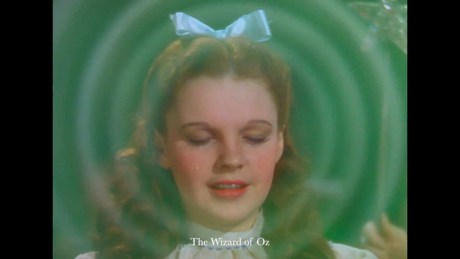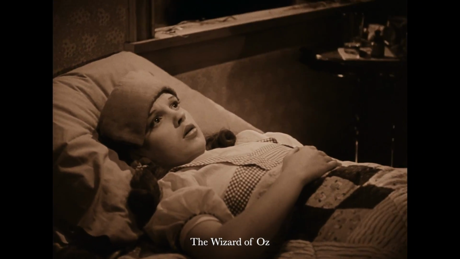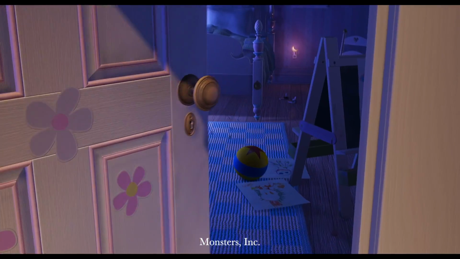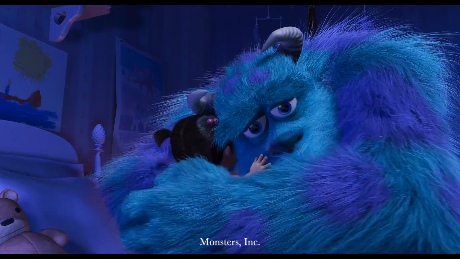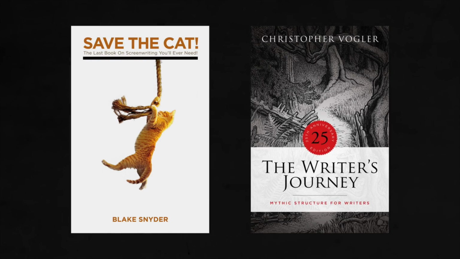From there, our hero makes their way on the road back to the ordinary world. After all, this adventure is temporary. Dorothy needs to go back to Kansas in The Wizard of Oz. Mike and Scully need to get Boo back to her world so they can have their lives back in Monsters, Inc. Now, these are just 2 theories on structuring the dreaded second act of a compelling story.